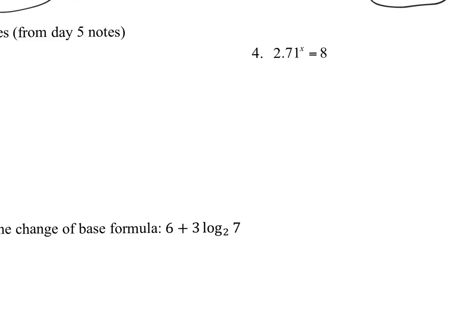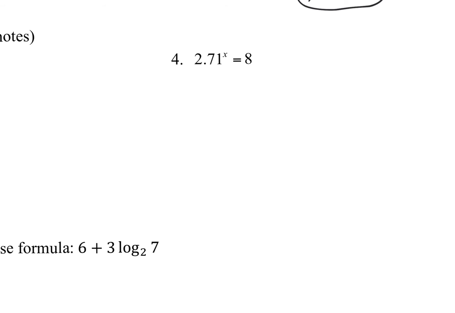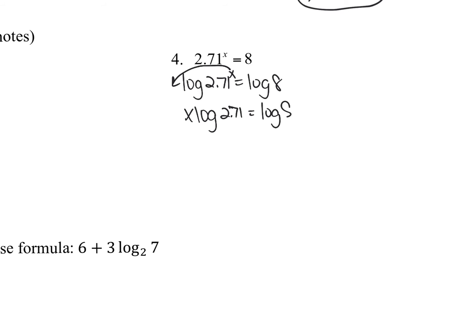But last notes, we learned what happens if we can't get like bases. So there's no way I can get 2.71 and 8 to have the same base. So what we did is we took the log of both sides, happened to be the common log. So log of 2.71 to the x power is equal to log of 8, which enabled me to use log properties backwards and bring that x out in front. So x times log of 2.71 is equal to log of 8. And then lastly, to get x by itself, we would divide.